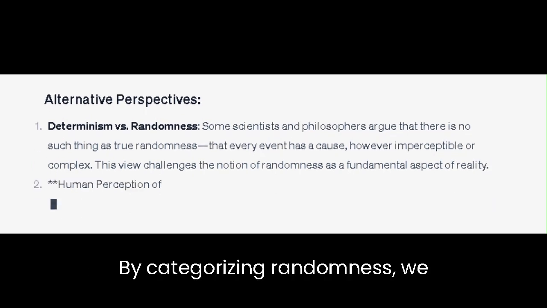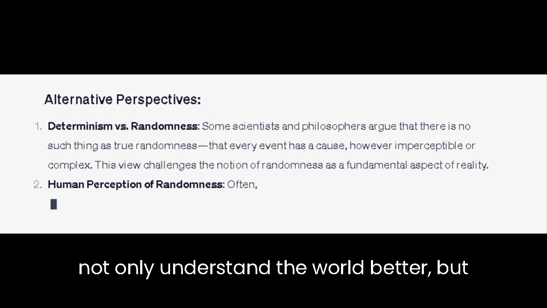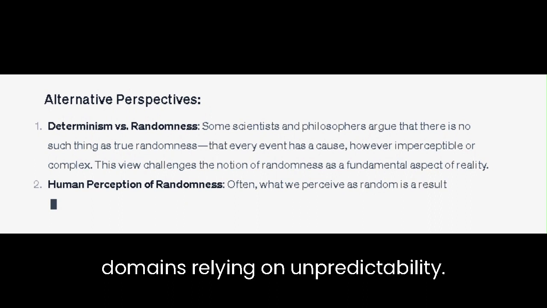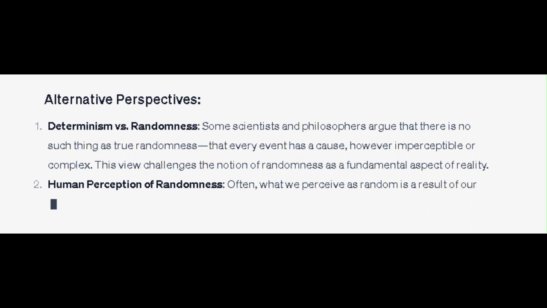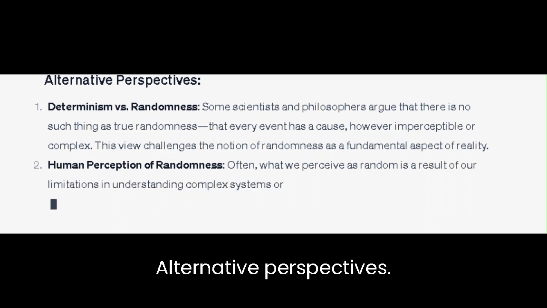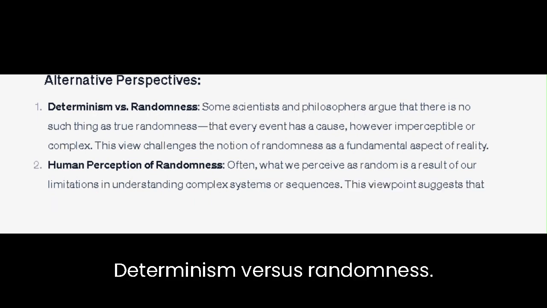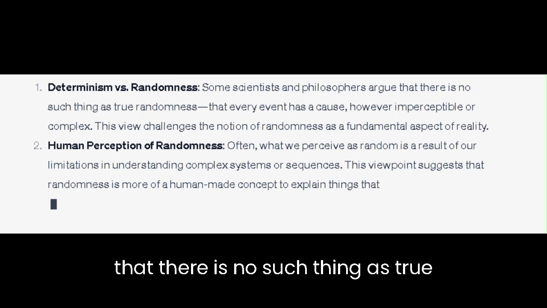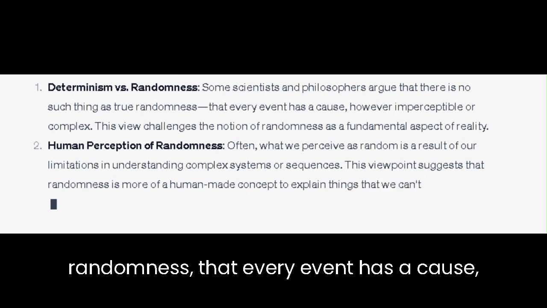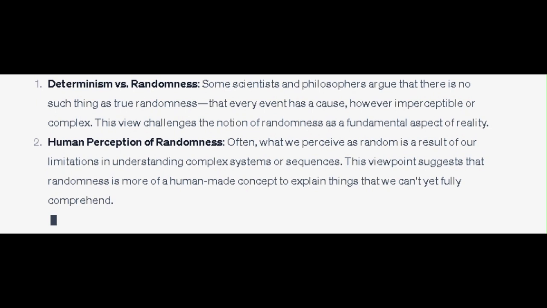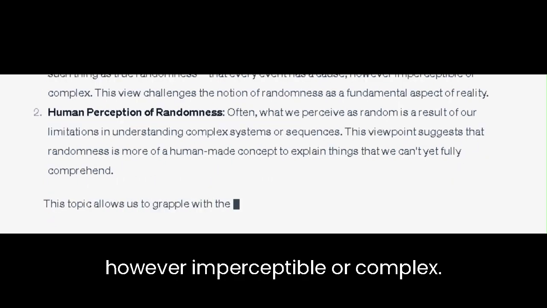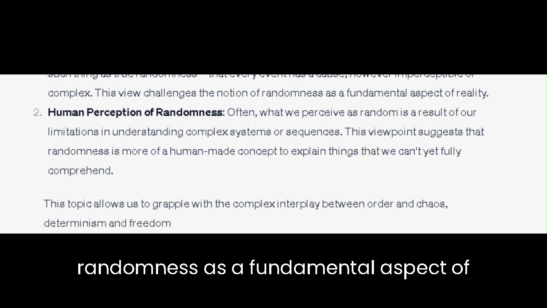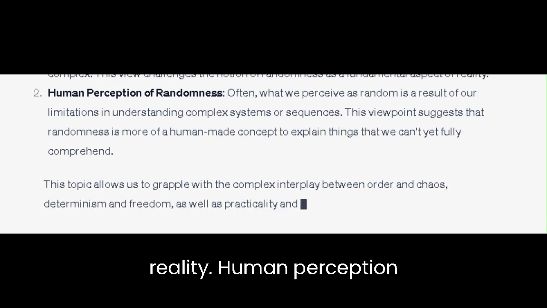By categorizing randomness, we not only understand the world better but also make more informed decisions in domains relying on unpredictability. Alternative perspectives. Determinism versus randomness. Some scientists and philosophers argue that there is no such thing as true randomness, that every event has a cause, however imperceptible or complex. This view challenges the notion of randomness as a fundamental aspect of reality.